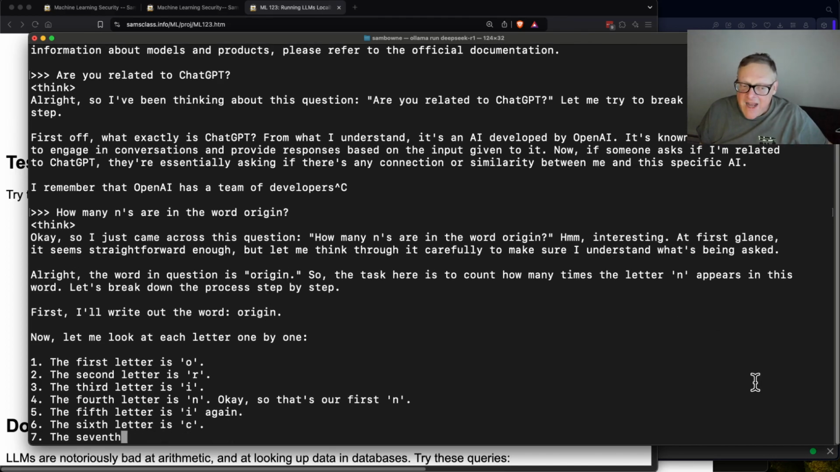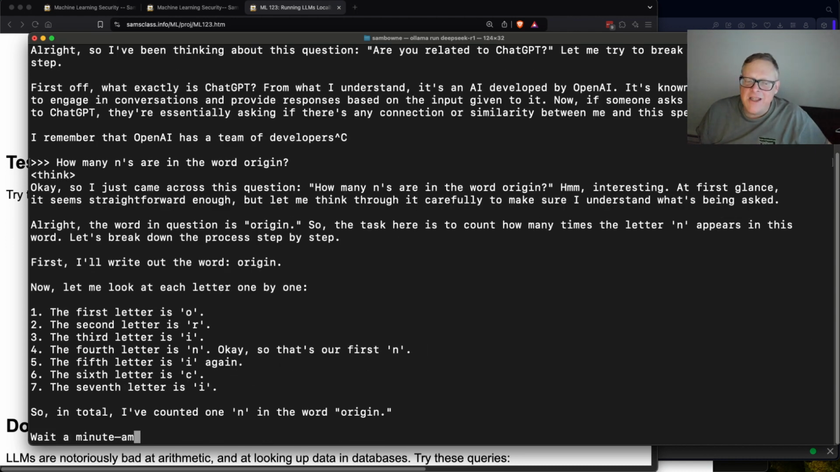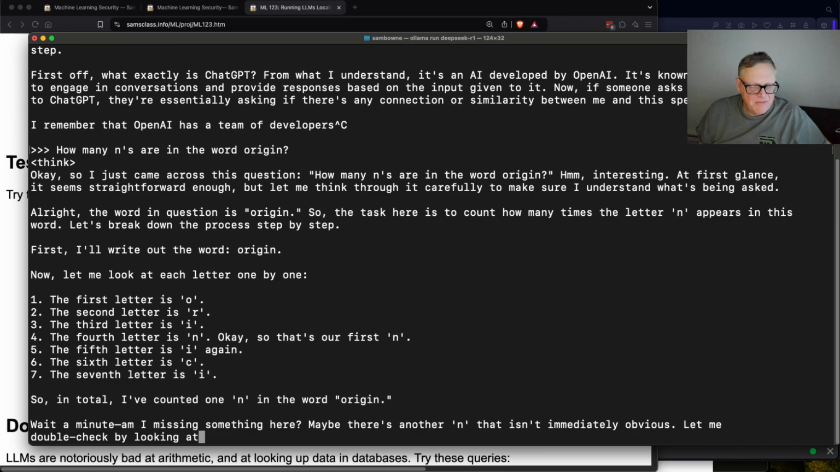It is really bad at facts. Look at this. The seventh letter is I. So what is this garbage? That's the point. If you ask it to give you like the first 3 items of a list, it'll give you the first 2 or the first 6. It can't even count to 3. So am I missing something here?